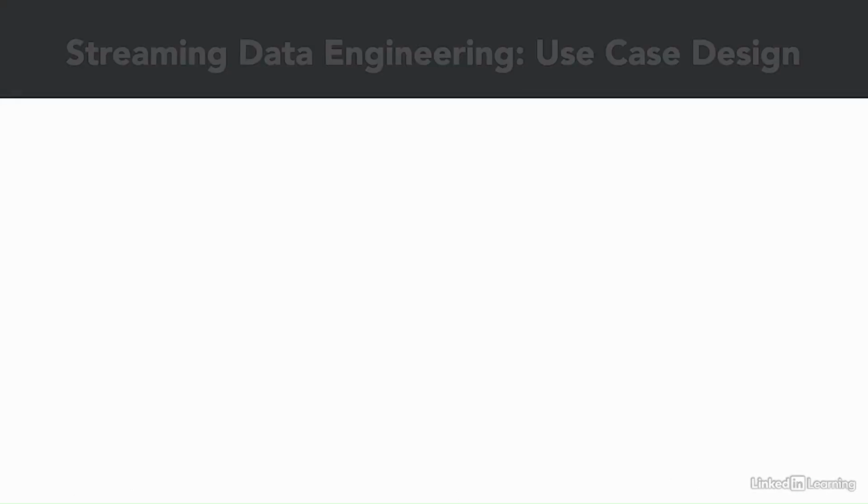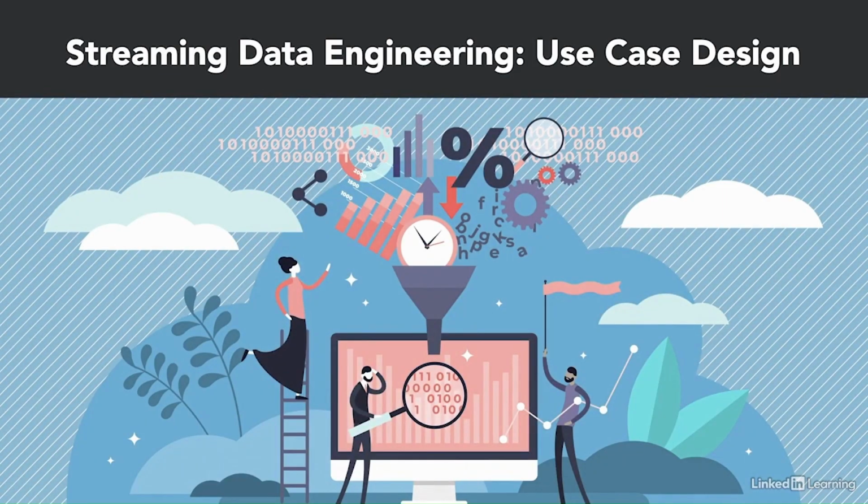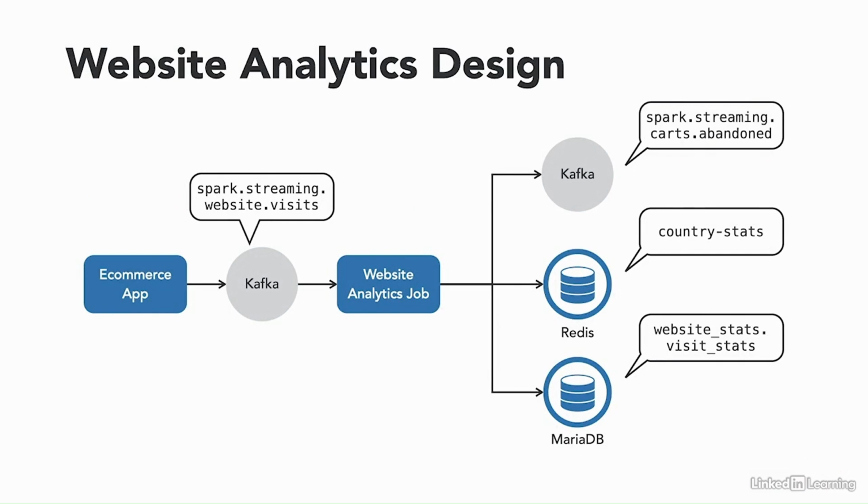What does the design for the real-time website analytics use case look like? We have an e-commerce application that is running in the cloud data center. The application creates user visit records when the user exits the application and publishes them to a Kafka queue called spark.streaming.websites.visits. It's possible that the application is located in multiple data centers across the globe. Even in such cases, the data is streamed into a single central Kafka queue.